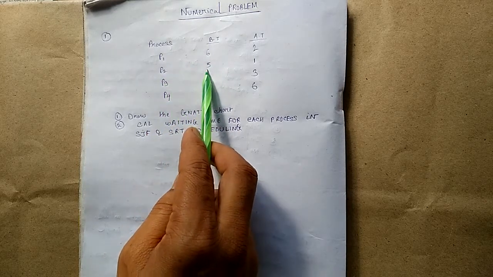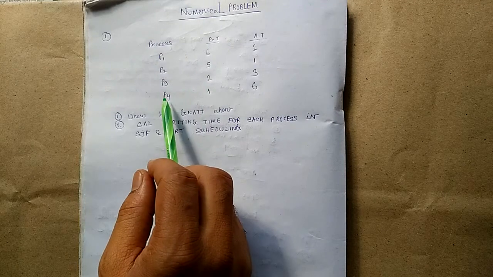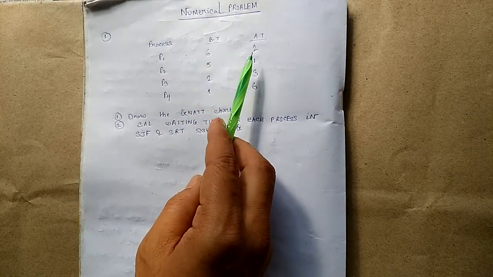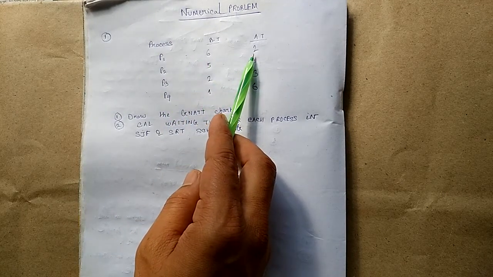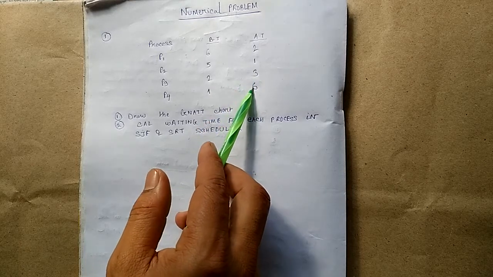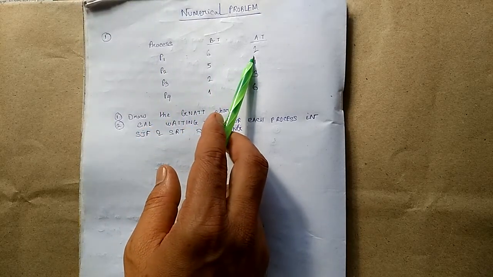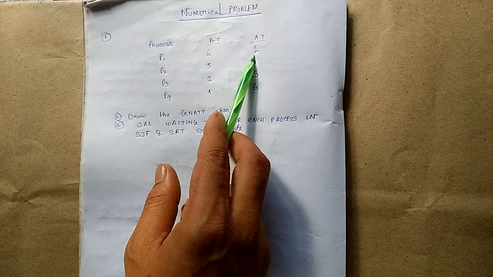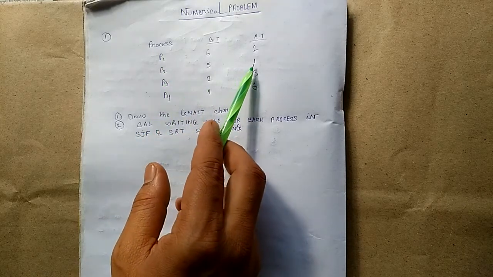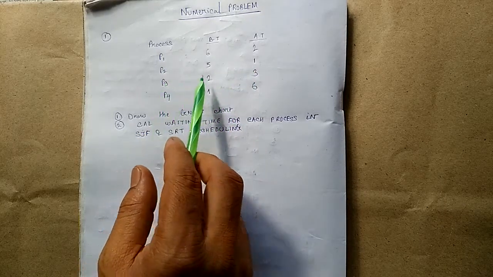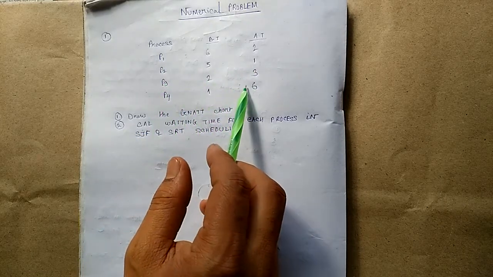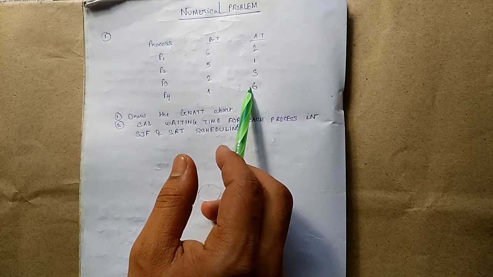For P2 it is 5 nanoseconds, for P3 it is 2, and for P4 it is 1, and its arrival time is also given: 2, 1, 3, 6. That means, suppose it starts from 10 o'clock, process P1 comes at 10.02, process P2 comes at 10.01, process P3 comes at 10.03, and process P4 comes at 10.06.